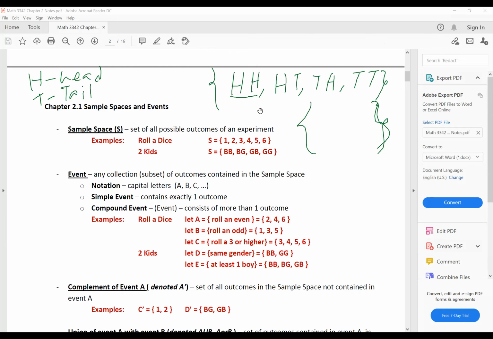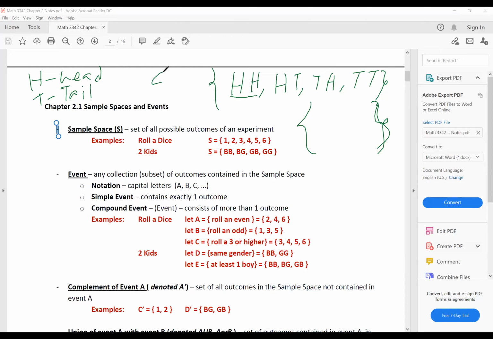Event and sample space are different, and I will discuss that. Now, the sample space is the set of all possible outcomes. So this is the sample space for the experiment where we toss a coin twice.